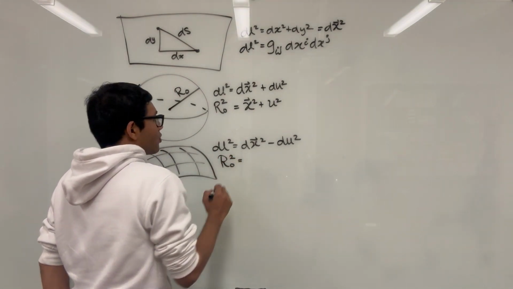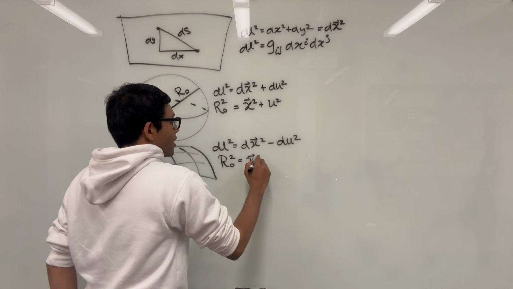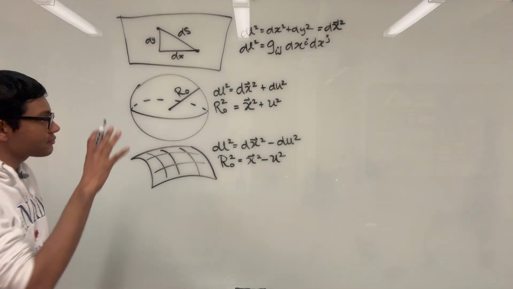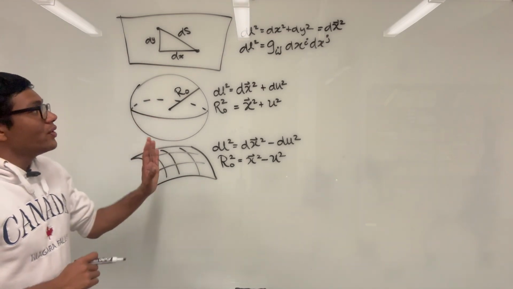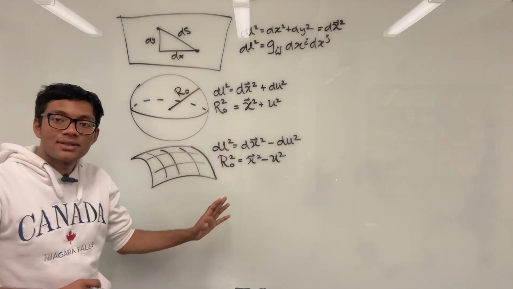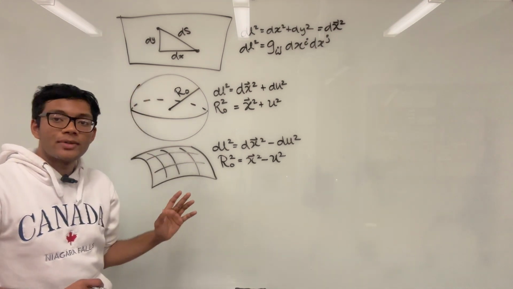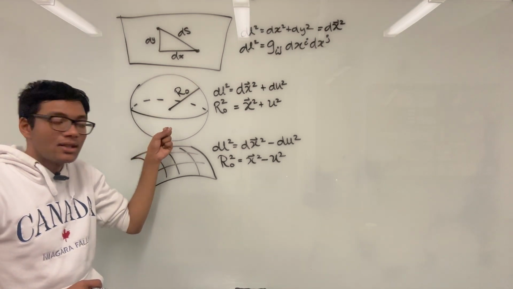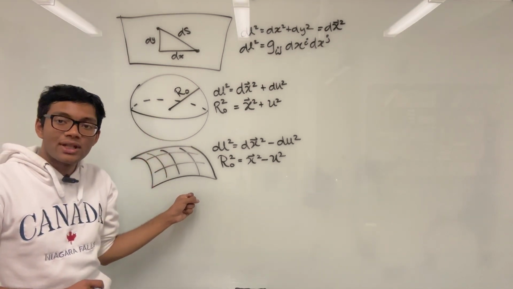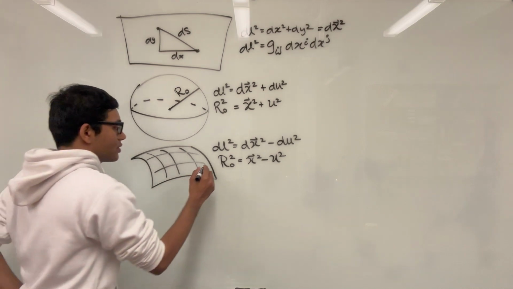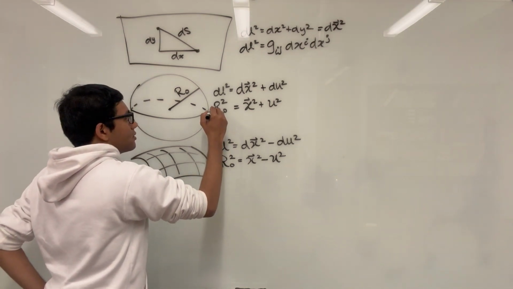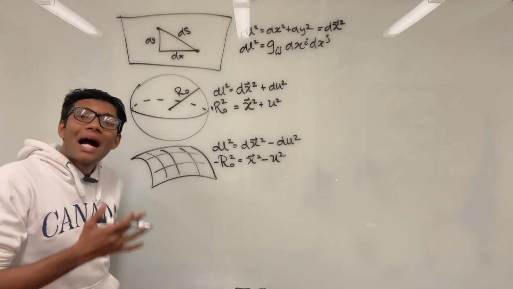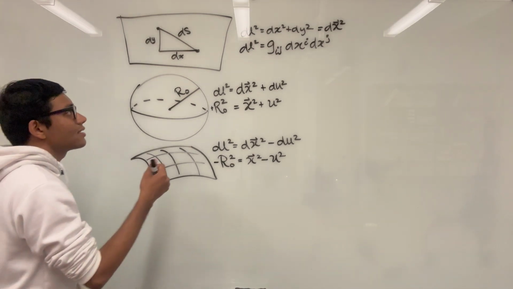And so now we're going to have r naught squared is x squared minus u squared. Okay? Great. So now we've got three different ways to express three different geometries: a flat geometry, a positively curved geometry, and a negatively curved geometry, like a hyperbola. Actually, I should put a minus sign here. Okay, great. So now what I'm going to do is combine all of these three geometries into a single geometry.